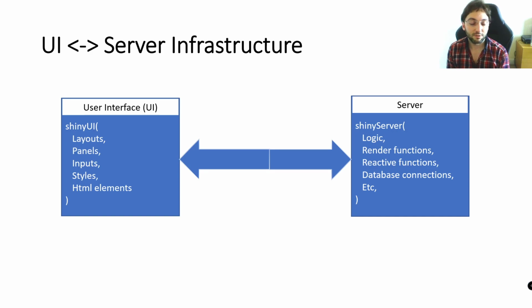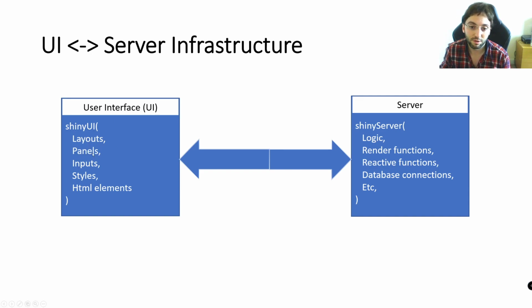The infrastructure of a Shiny app involves a UI and a server, the UI being the user interface, and the server being the logic behind the backend, while the user interface is the front end, another type of vocabulary. In the user interface, you have all the graphical and interactive elements of your website. So layouts, how the elements are laid out inside your website.